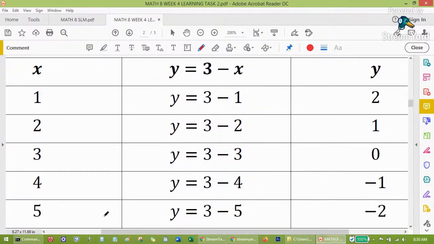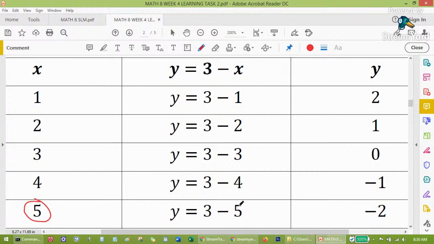Okay? And the last example, x is 5. Kapag ang x is equal to 5, anong magiging value ng y natin? Of course, makikita nyo dito, negative 2. Paano naging negative 2 yun? So, susundan lang natin itong formula natin. Y is equal to 3 minus x. So, itong x na to ay papalitan natin ng positive 5. So, magiging 3 minus 5.